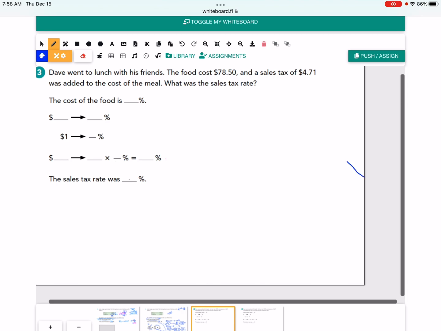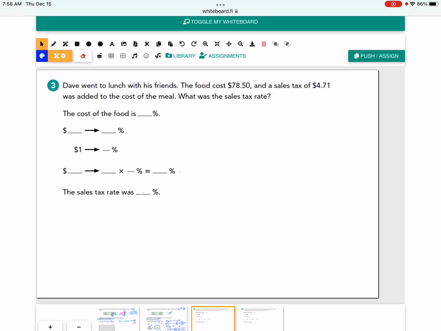All right, now it's time for you to work it out. This is guided practice number 3, and it's at the top of page 201. I want you to choose one of those methods to figure out what the sales tax rate is if the sales tax is $4.71 and the food cost $78.50. So Dave went to lunch with his friends. The food cost $78.50, and the sales tax was $4.71. What was the sales tax rate?